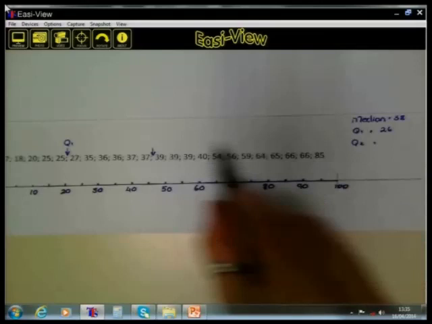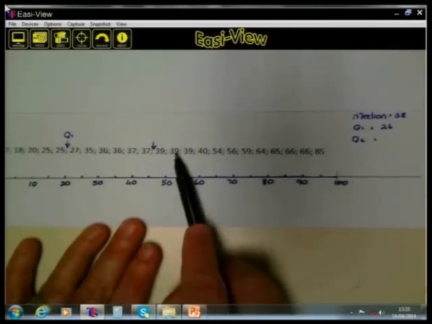Again, on this side of the median, we can take the data and divide it into two equal groups. If we do that, we will have the situation where we have 1, 2, 3, 4, 5, 6.